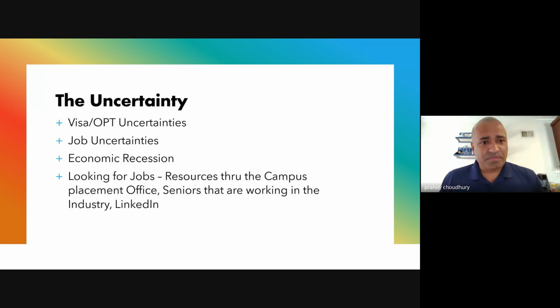Next slide, please. So the uncertainty, there is uncertainty, a lot of uncertainty. The uncertainties have increased. I try to stay away from politics, but since Mr. Trump was there, things have gotten a little bit hard with regards to foreigners coming here. It's mostly the Indian and Chinese students because they're the ones that are the most amount of population. So there are visa and OPT uncertainties.